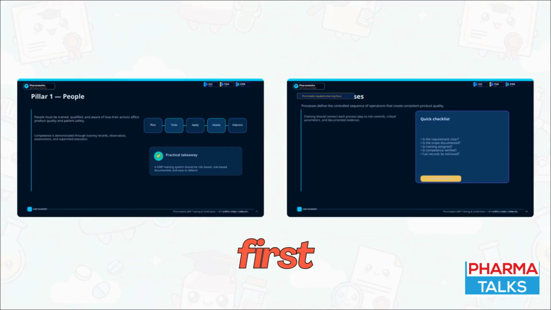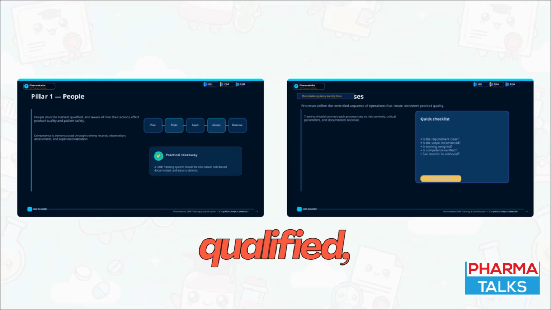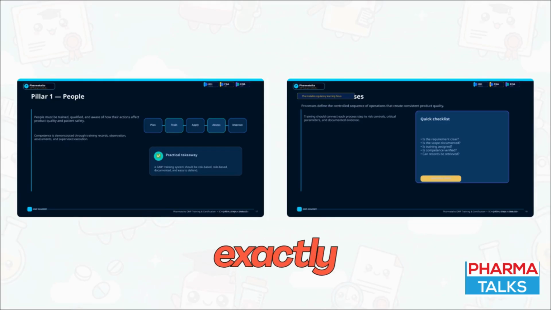Let's zoom in on those first 2 for a second. And this brilliantly illustrates the human element of manufacturing. Under Pillar 1, people, your staff must be specifically trained, qualified, and fully aware of exactly how their actions impact patient safety.